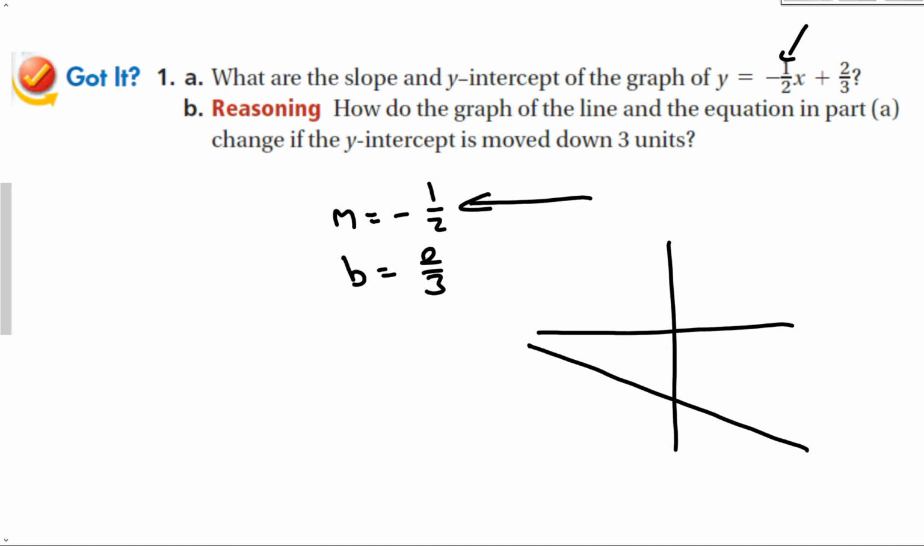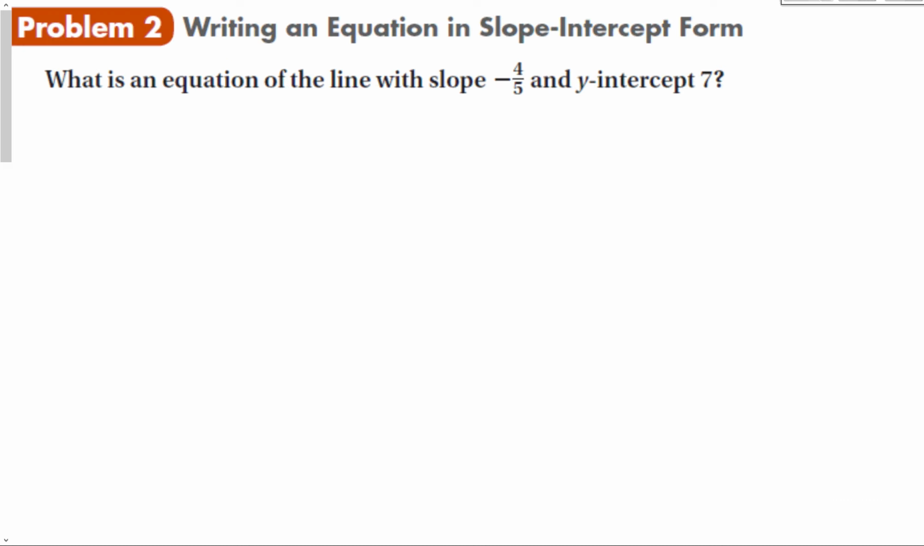Now it would be down here with an intercept of 3. So the slope would still be the same. It doesn't change in steepness, but the location of the line does change. Okay, so write an equation of a line with a slope of -4/5 and a y-intercept of 7.